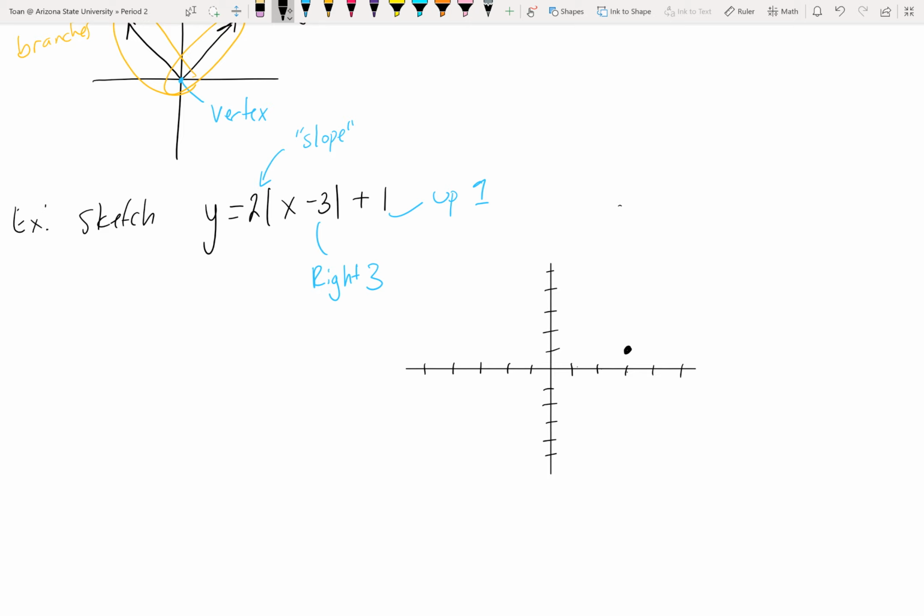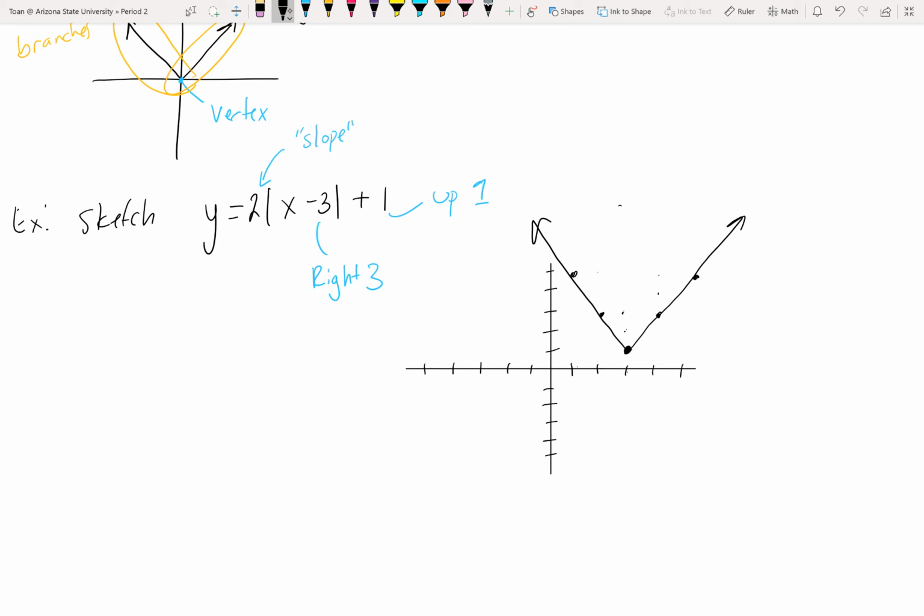Slope of 2 tells you go up 2 over 1. So from this point, I'm going to go up 2 over 1. All you have to remember is that this is an absolute value function. And what shape does an absolute value function look like? A V. So you just have to do the slope in the other direction. Up 2, left 1. There is our function. That is our graph. That's it. We graphed it. Easy peasy.